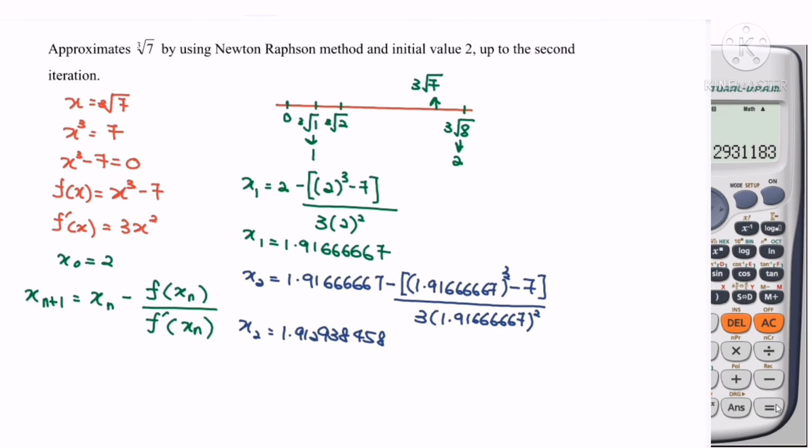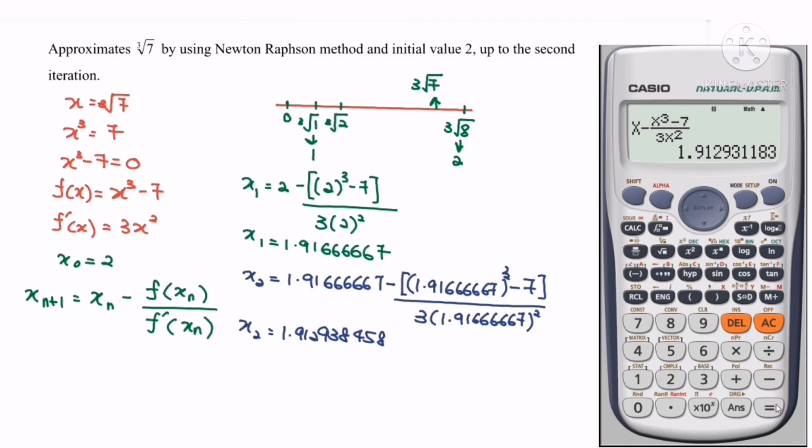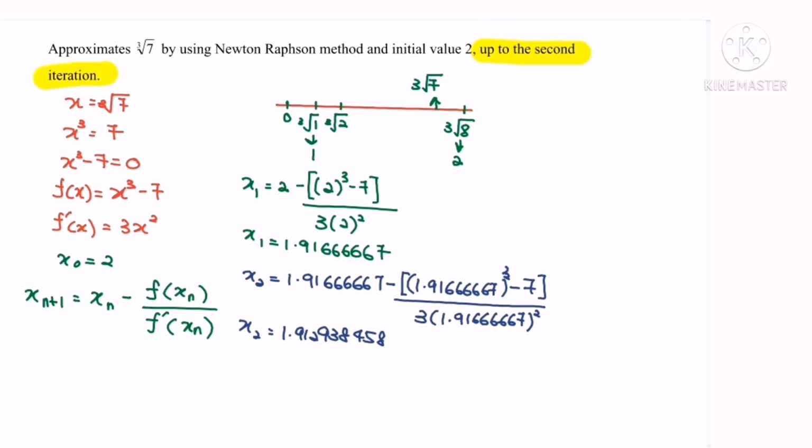So for this question, now we have the x2. Kindly refer to the question. Here they mention up to second iteration. What does it mean by second iteration? Refer to this part. This is what we call the first iteration, and this one is called the second iteration. The question mentioned up to second iteration, meaning we have to stop at this part. So for this case, repeated situation is not needed.